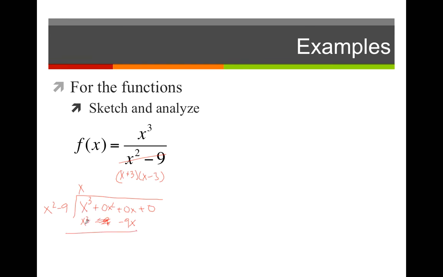And I'm going to subtract. That should be a cube. Subtract, no more x squareds, and I get a negative 9x. Or sorry, I'm subtracting. That's a plus 9x. See, I make errors too. And that's all the farther I get. All right, so that means I can rewrite this function as x plus 9x over x squared minus 9.